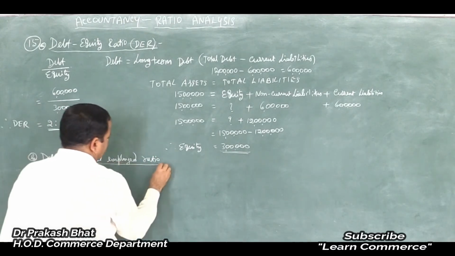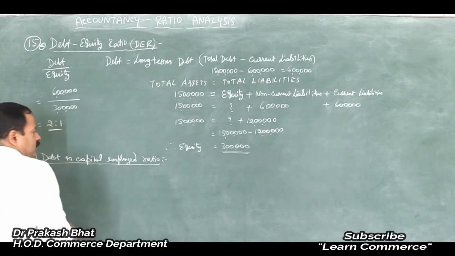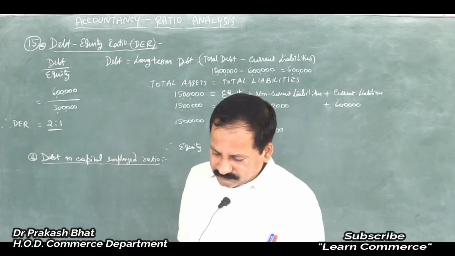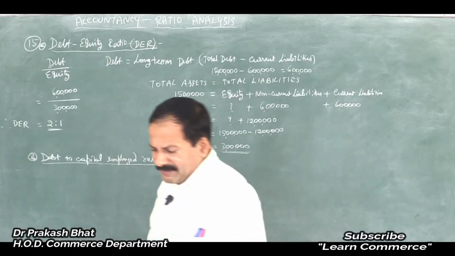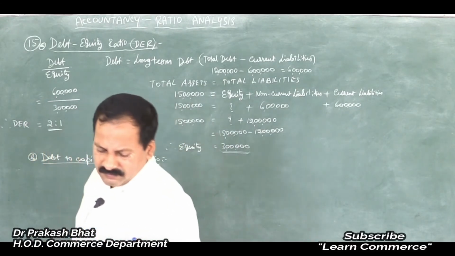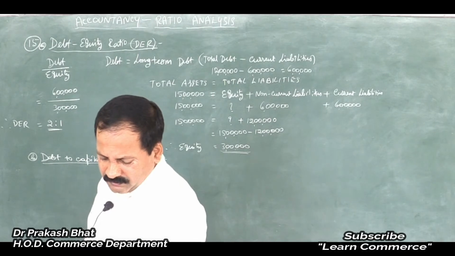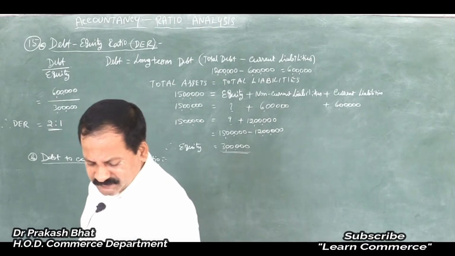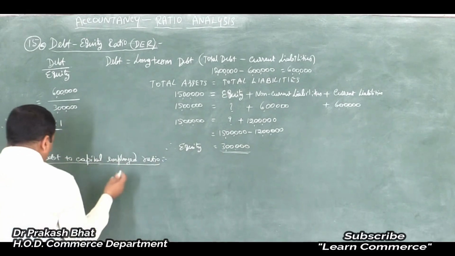Debt to capital employed ratio. Under that, calculate debt divided by capital employed. Debt is given in the problem as 12 lakh, correct? So write the formula first.